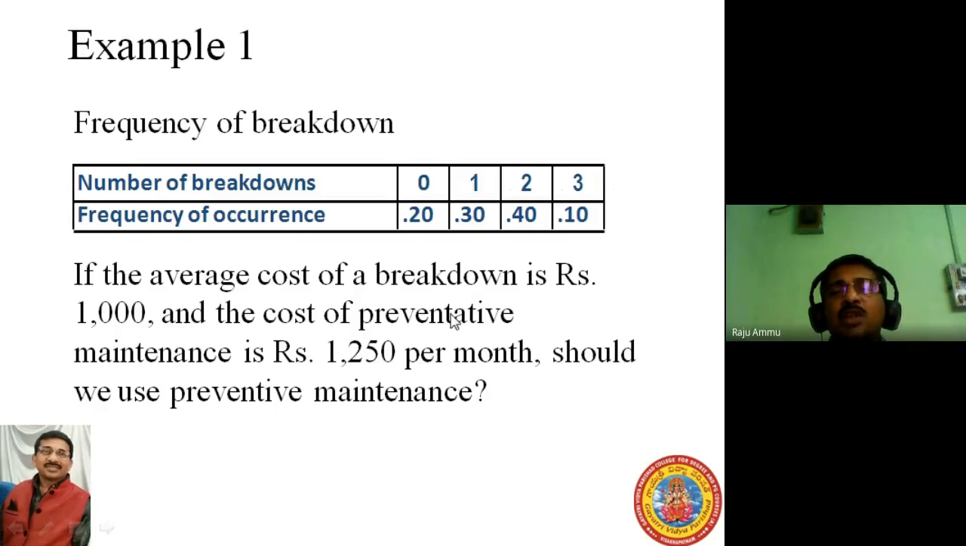Preventive maintenance is given. Of course, you need to calculate the breakdown maintenance cost. Preventive maintenance total cost is given to you. You need to compare the breakdown cost with the preventive maintenance cost. The question is asking: should we use preventive maintenance or breakdown maintenance? Whichever cost is less, for that you will be voting, isn't it?